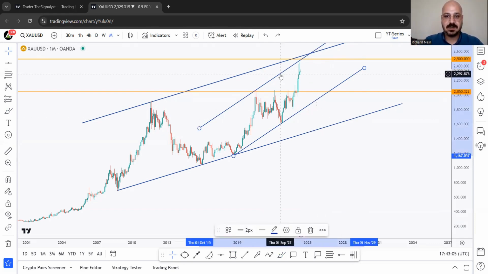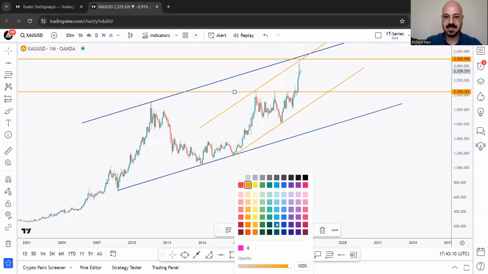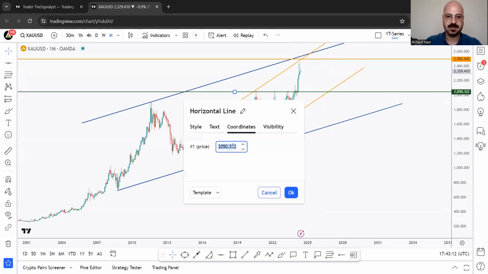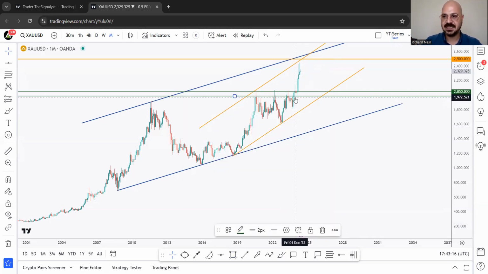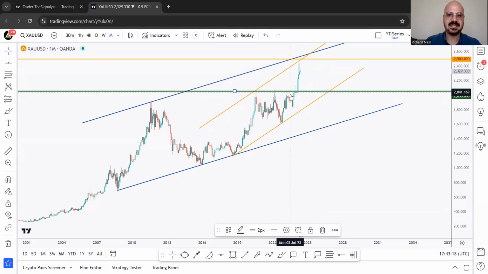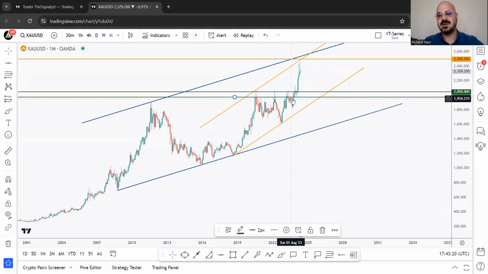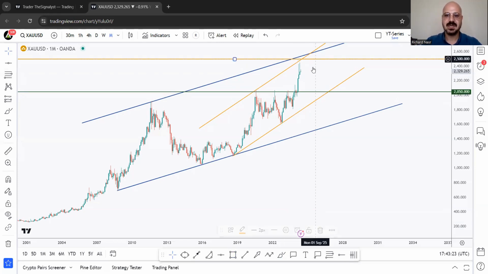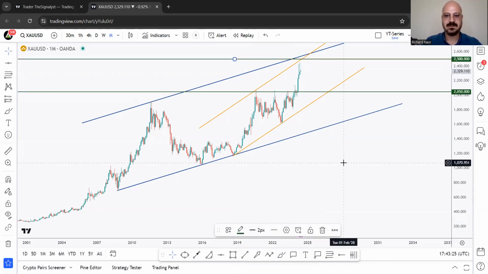Let's go for a different color for this one. Let's say orange, and I'll be sticking to green for the 2K. Of course, it's an entire zone, but let's go for 2K 50, and 2K is exactly right there as well, so it doesn't really matter. It's an entire zone, but let's keep it as is for now. And for this one, I'll also be going for green.